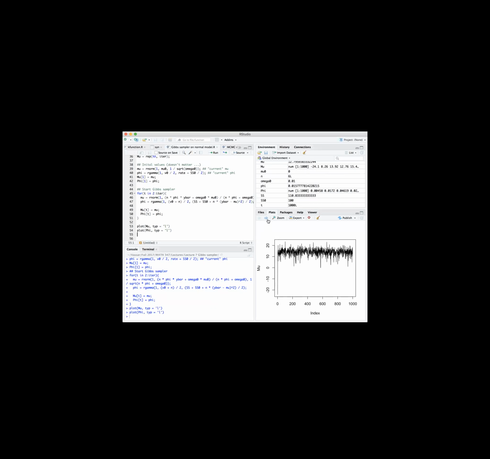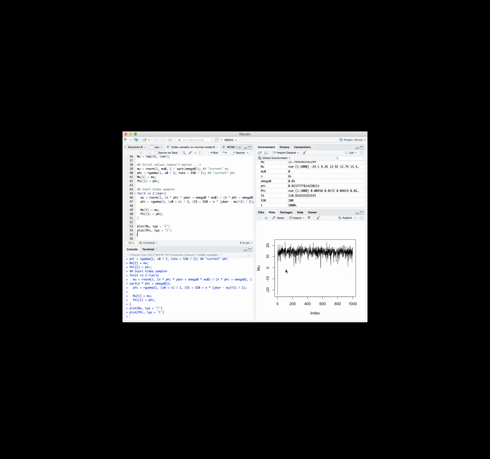And for me, when I run this time, this will be the 1,000 draw summary of the mu. And then the other one will be the 1,000 draw summary of the phi. Okay. You might not get exactly the same numbers, but I think the shape and stuff will be roughly the same.